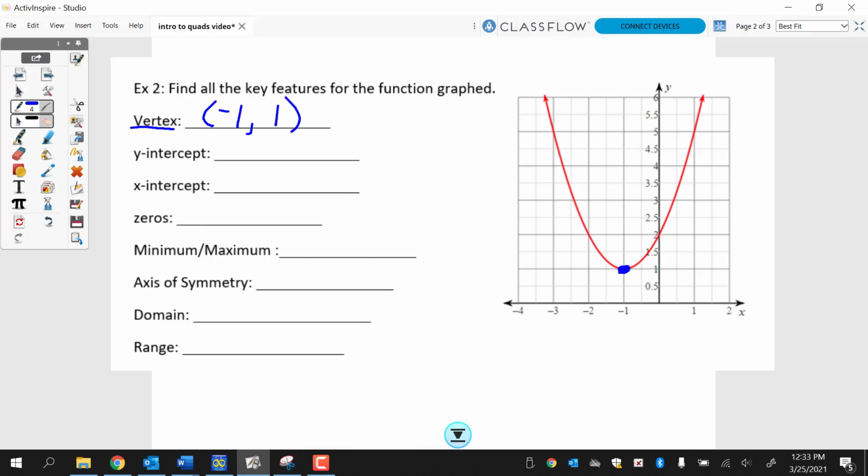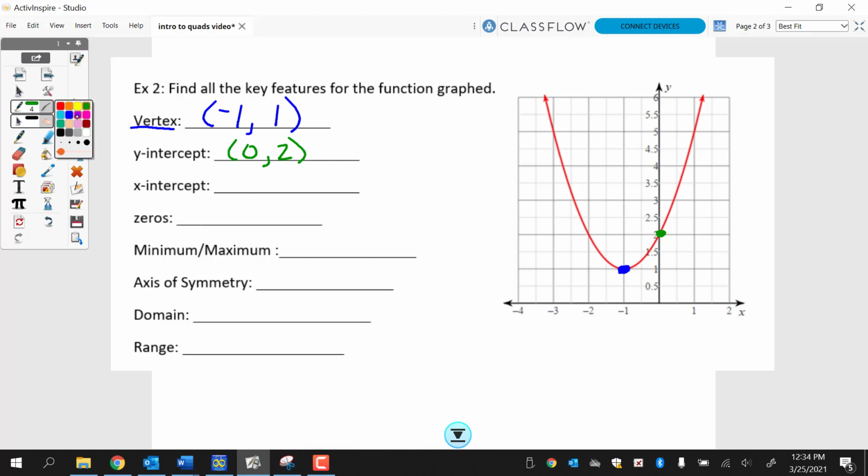Okay. Basic question, what is the y-intercept? We know that's where it crosses the y, and in this graph it crosses the y right here at +2. For the y-intercept, we do 0, comma, number. It is important you don't put the 2 first.